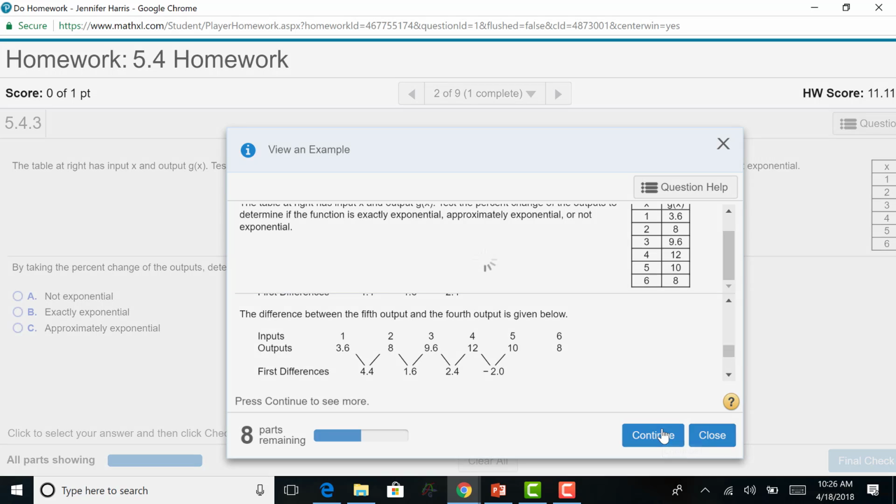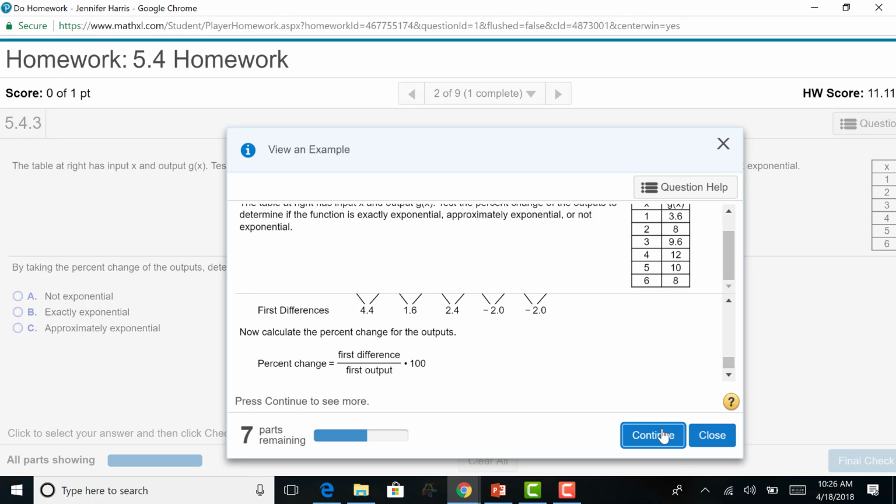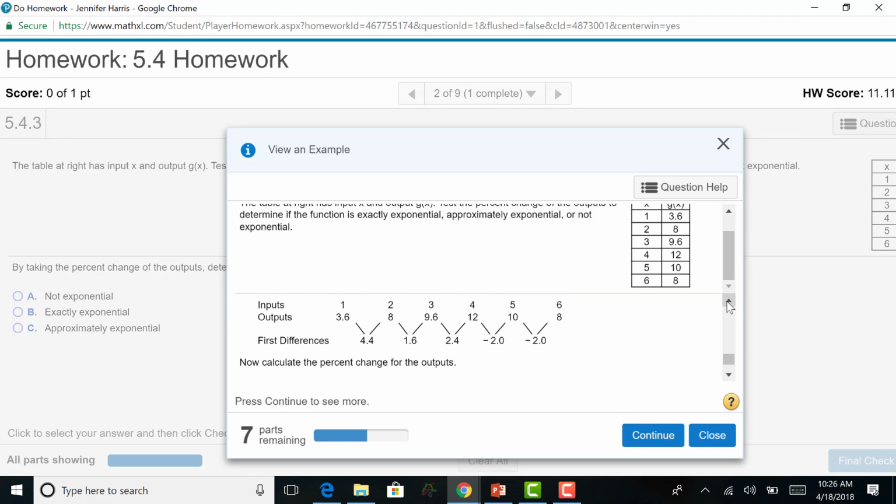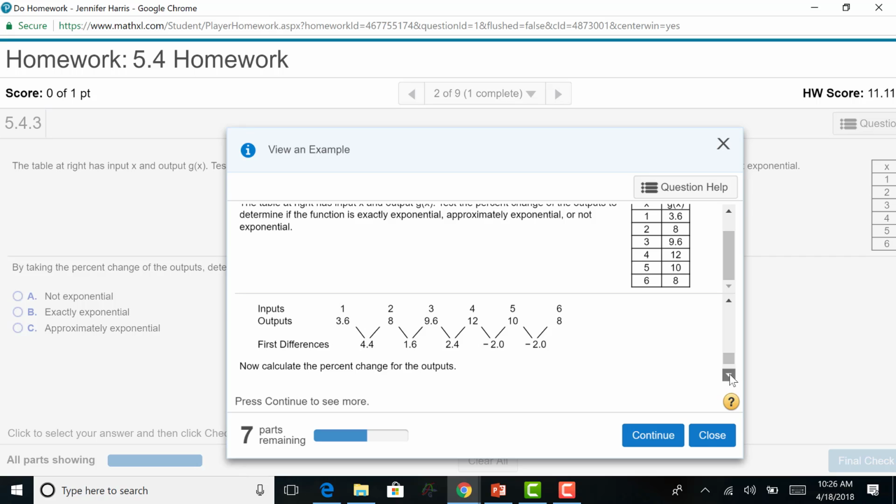Okay, guys, I'm just showing you the example that they did. This is number 2. It's like the first one we did on the board here. Let's erase this. Can you see that they did the first differences? Yes, they did. All right, if we continue, then they divided by the initial output, which in the first one would have been divided by 3.6. The second one divided by 8. The next one divided by 9.6. So we just keep doing that. So let me click continue.